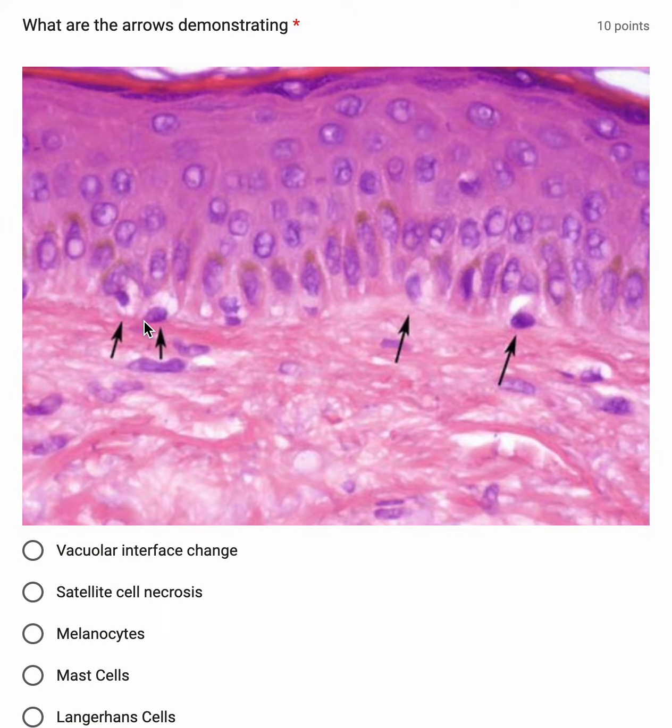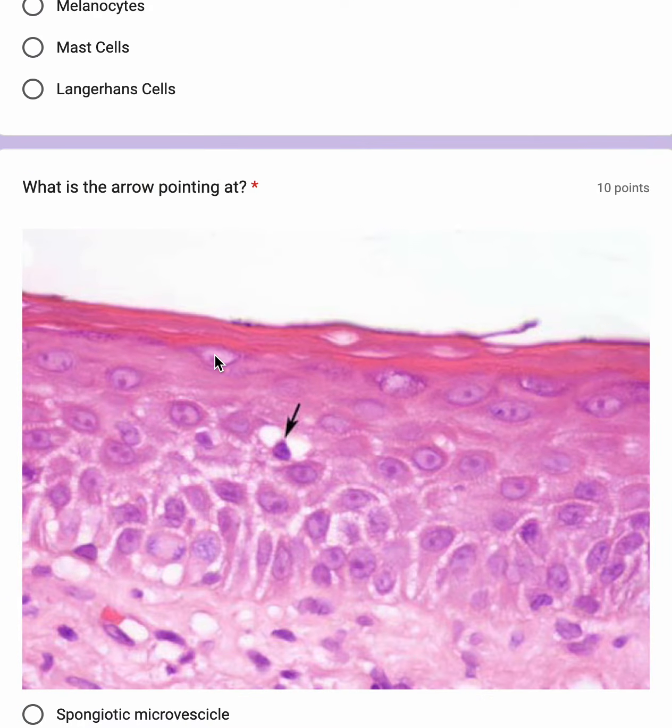Mast cells you don't usually find in the basal layer, and even if they are, they're sort of fried egg shaped. Now Langerhans cells, I've put this specifically because the next question is about Langerhans cells, and they are found much higher up in the epidermis. They can look similar, but melanocytes don't occur higher up in the epidermis, and that brings us to the next question.